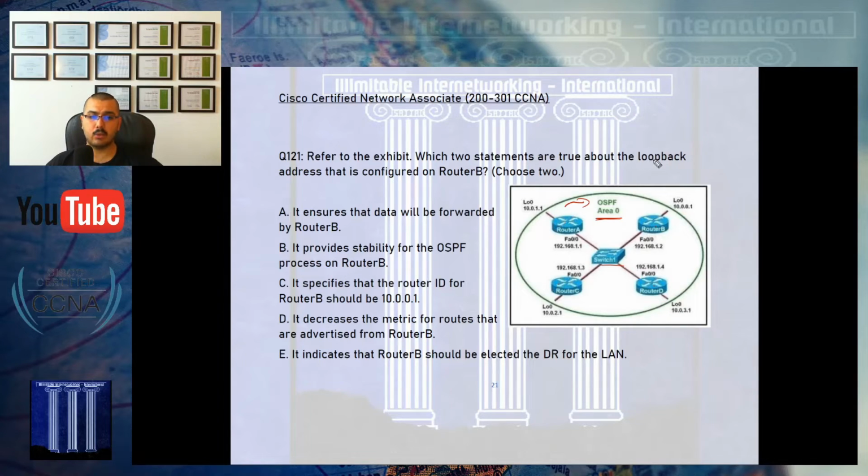Which 2 statements are true about the loopback addresses that are configured on router B? This is router B, and it has loopback addresses of 10.0.0.1, 10.0.11, 10.0.21, 10.0.31. Each one of them is from a different network. Okay, definitely. Let's see. A, it ensures that data will be forwarded by router B. Oh, I can see that.